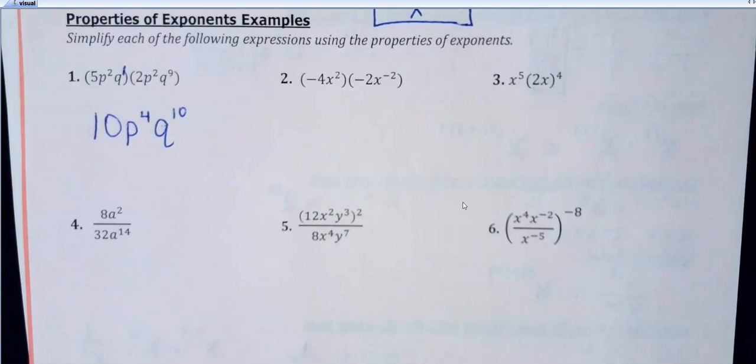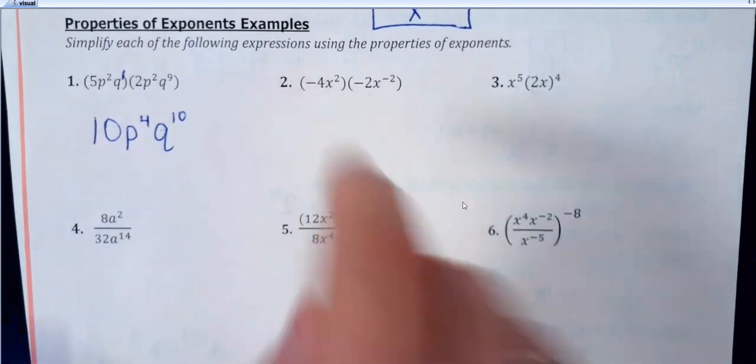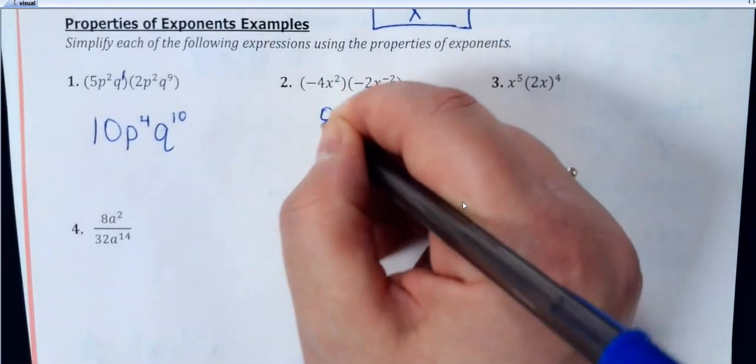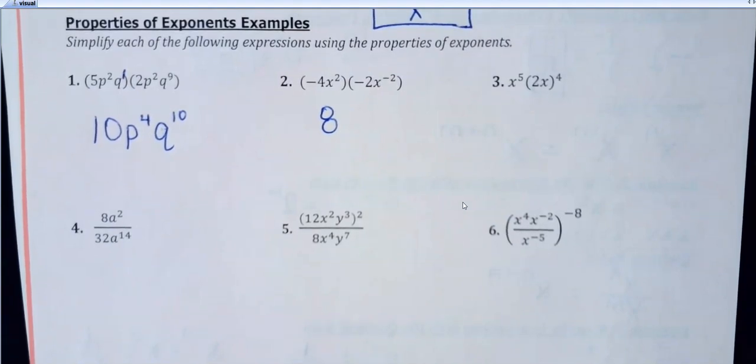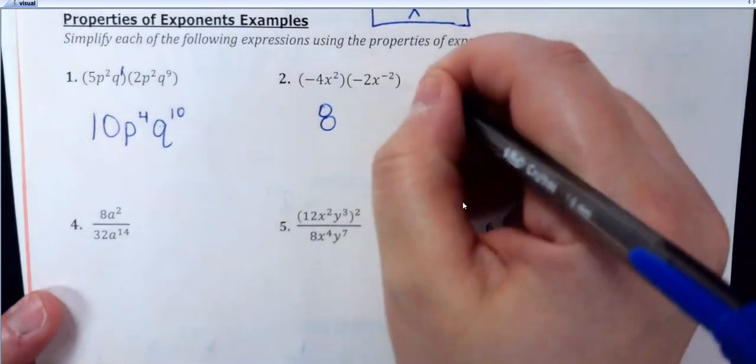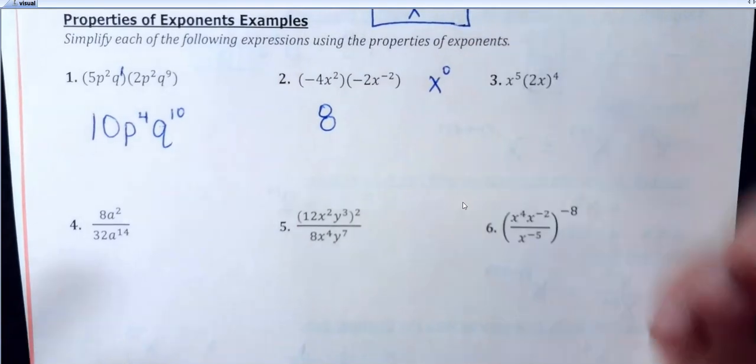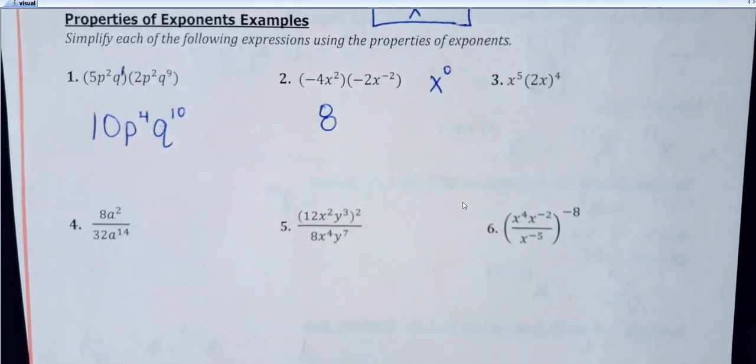Okay, now this question's super weird. Just multiplying my numbers, right? -4 times -2 is 8. What would you get if you multiplied x squared times x to the -2? You get 0. Yes. Okay. So if you put those together, you'd get x to the 0, which is equal to what? Anything to the 0 power is 1.